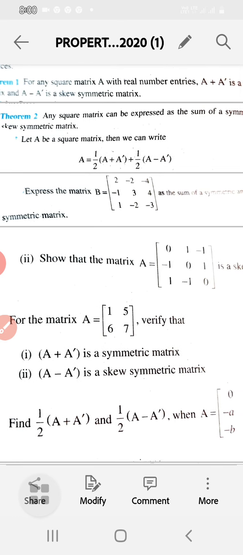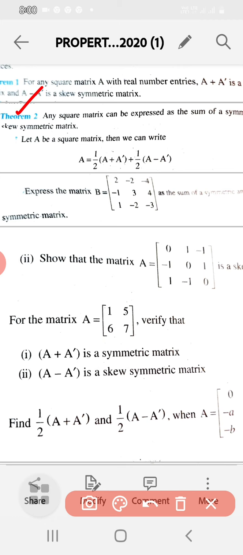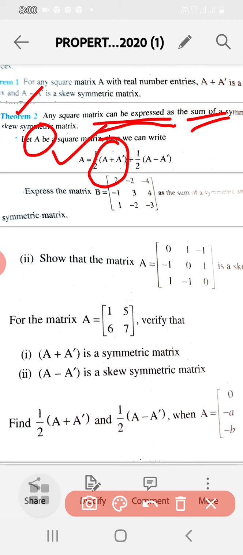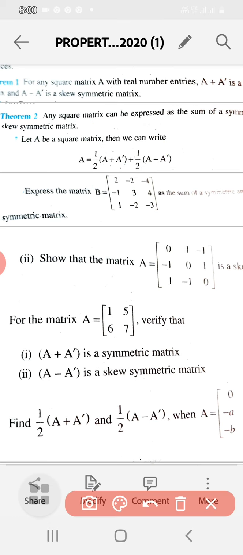Then what is the second statement here? Any square matrix can be expressed as a sum of symmetric and skew symmetric matrix. That means if A is a square matrix, then that matrix can be written as half, which is a scalar, half into A plus A dash plus half into A minus A dash. So we can write it as a sum of symmetric and skew symmetric. This one, half into A plus A dash, is a symmetric matrix, and half into A minus A dash is a skew symmetric matrix. These are the two important statements.